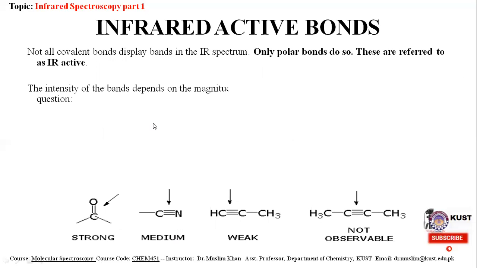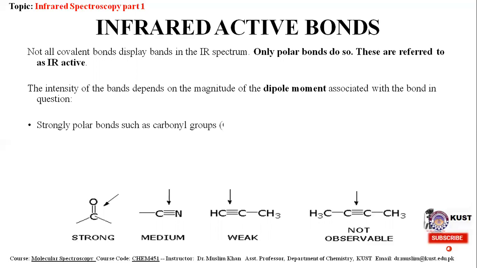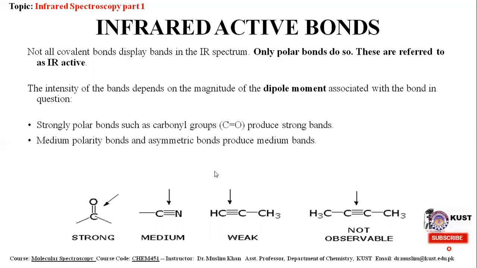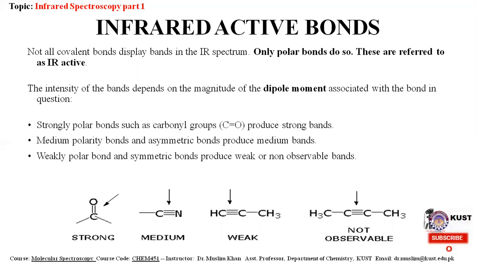The intensity of the band depends on the magnitude of the dipole moment associated with the bond in question. Strongly polar bonds such as the carbonyl group produce a strong band. Medium polarity and asymmetric bonds, like carbon-nitrogen, produce a medium band, while weakly polar and symmetric bonds produce weak or non-observable bands in the IR spectrum.